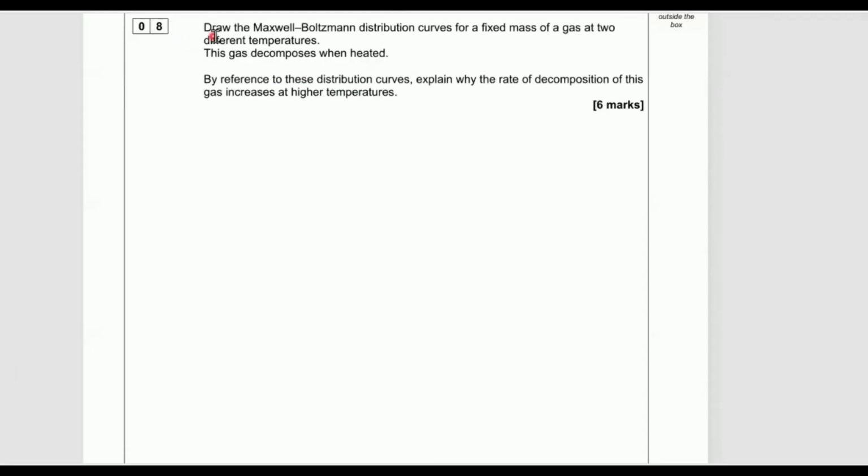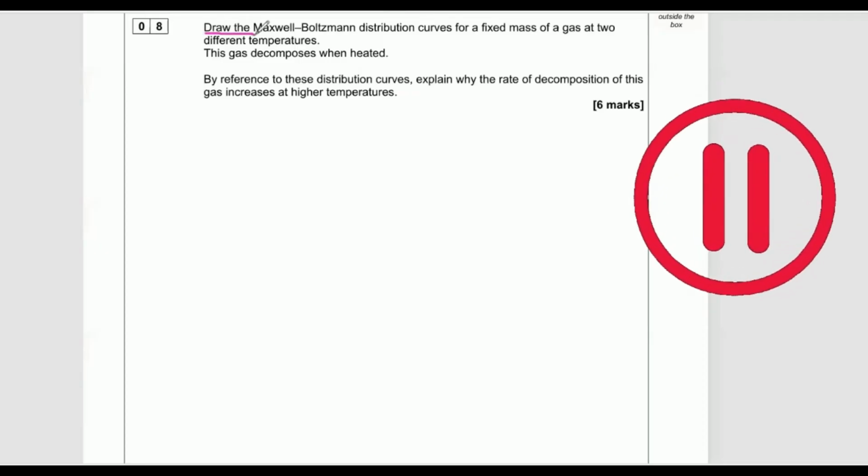All right, guys, draw the Maxwell-Boltzmann distribution curves for a fixed mass of a gas at 2 different temperatures. This gas decomposes when heated. By reference to these distribution curves, explain why the rate of decomposition of this gas increases at higher temperatures. And this is a whopping 6 marker. So once again, pause the video and have a go.